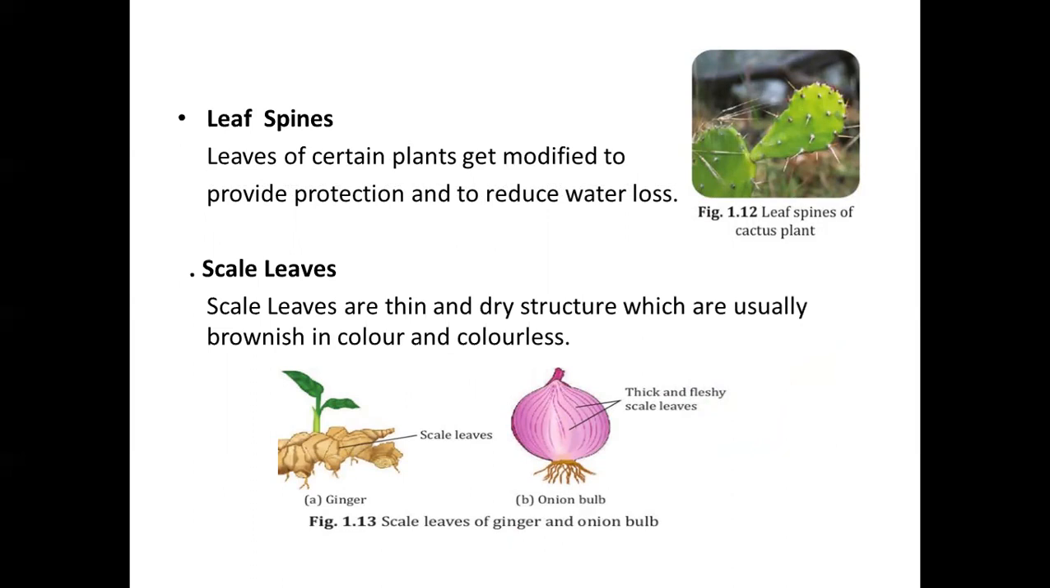We know that cactus plants generally grow in desert regions, so the plants need to reduce water loss. So these leaf spines are protecting. These leaf spines are helping to reduce water loss, and in the same way they are providing protection also. And this leaf spine is also protecting the plants from grazing animals like goat and sheep.